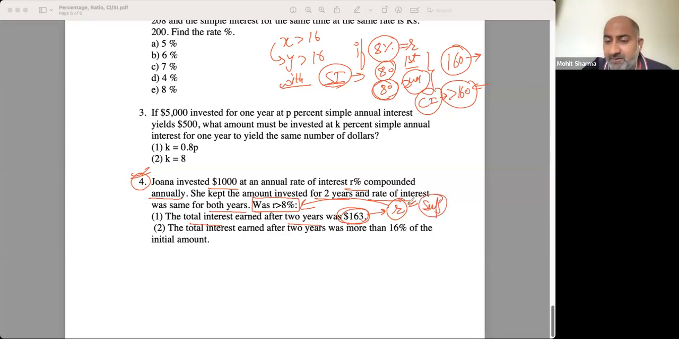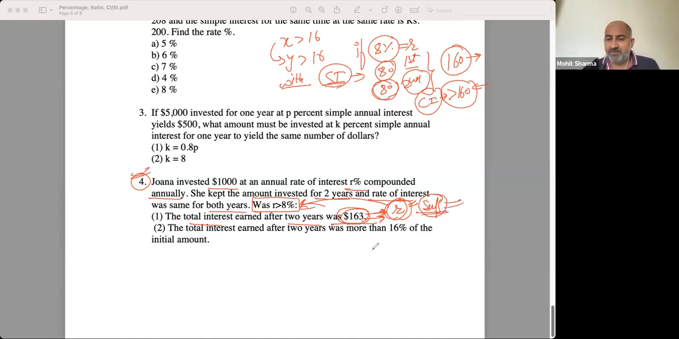That's the beauty of data sufficiency. We don't have to calculate. From here, I can calculate the rate of interest definitely, so I'll be able to compare whether it is more than 8% or not. We will not get different values of R from here. That's the whole point. We'll get one single value of R if we do back calculation, and that would be sufficient to compare with 8%.